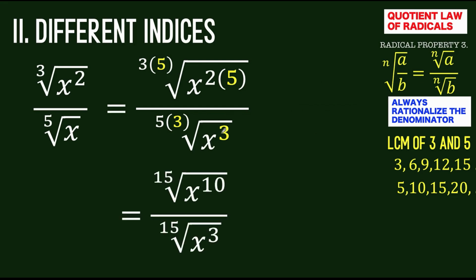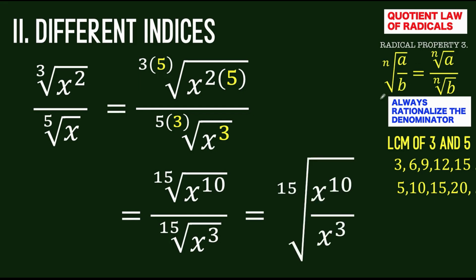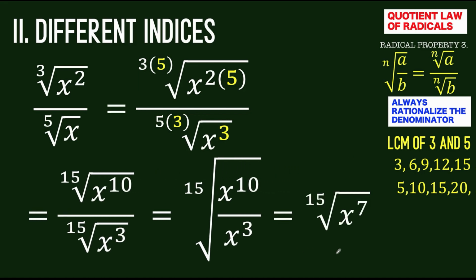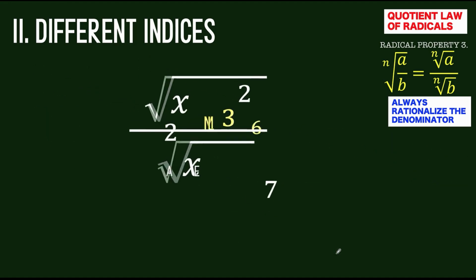Then we simplify. Now, since the indices are the same, we can now apply the quotient law of radicals, and we can write this as a single radical, the 15th root of x to the 10th divided by x to the 3rd, which is equal to the 15th root of x to the 7th, and that is now our final answer. Now, let's have another example.